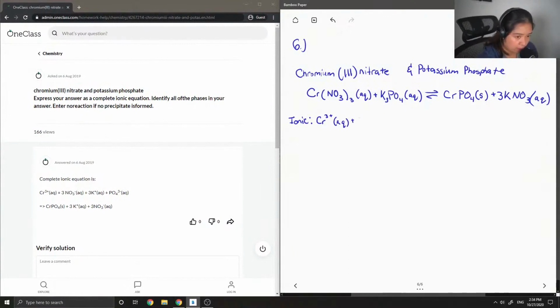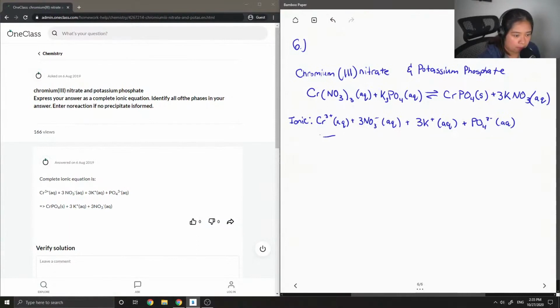plus there are 3 NO3- ions, aqueous, plus 3 potassium, plus 1 PO4 3- aqueous. So that's all of our reactants.